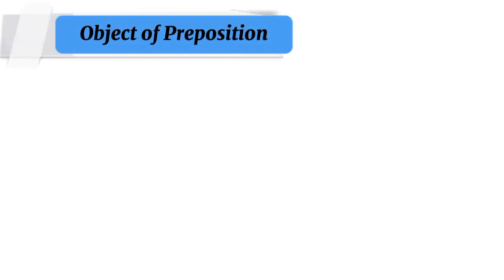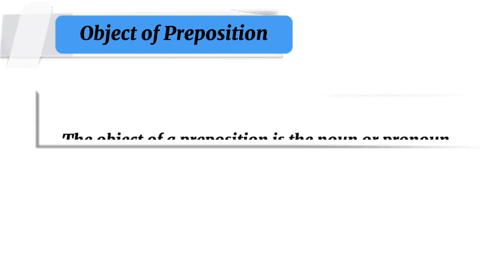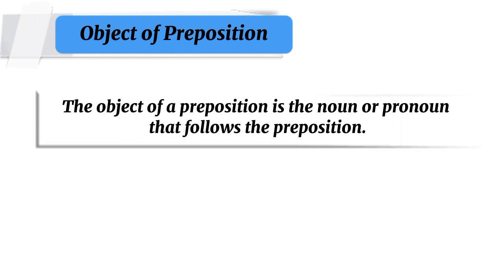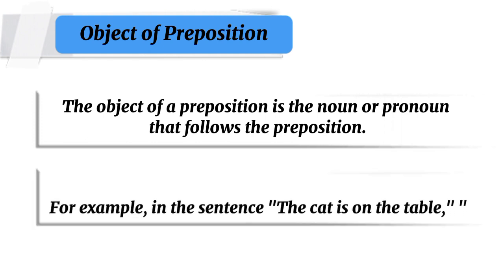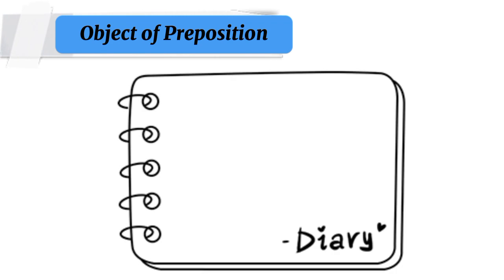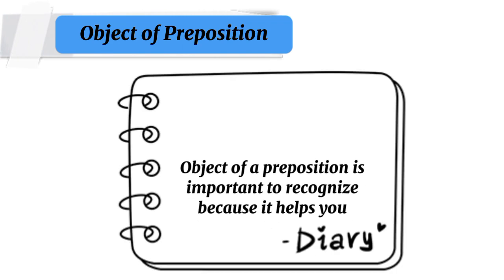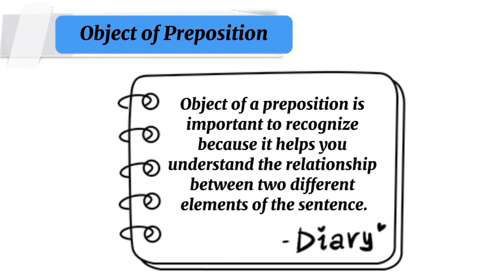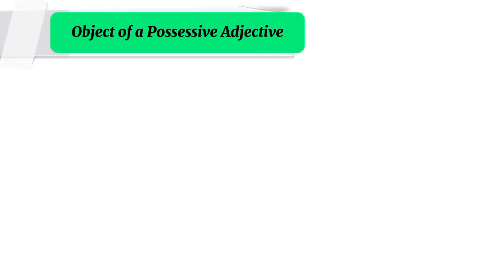Object of preposition. The object of a preposition is the noun or pronoun that follows the preposition. For example, in the sentence, the cat is on the table, table is the object of the preposition on. Object of a preposition is important to recognize because it helps you understand the relationship between two different elements of the sentence.